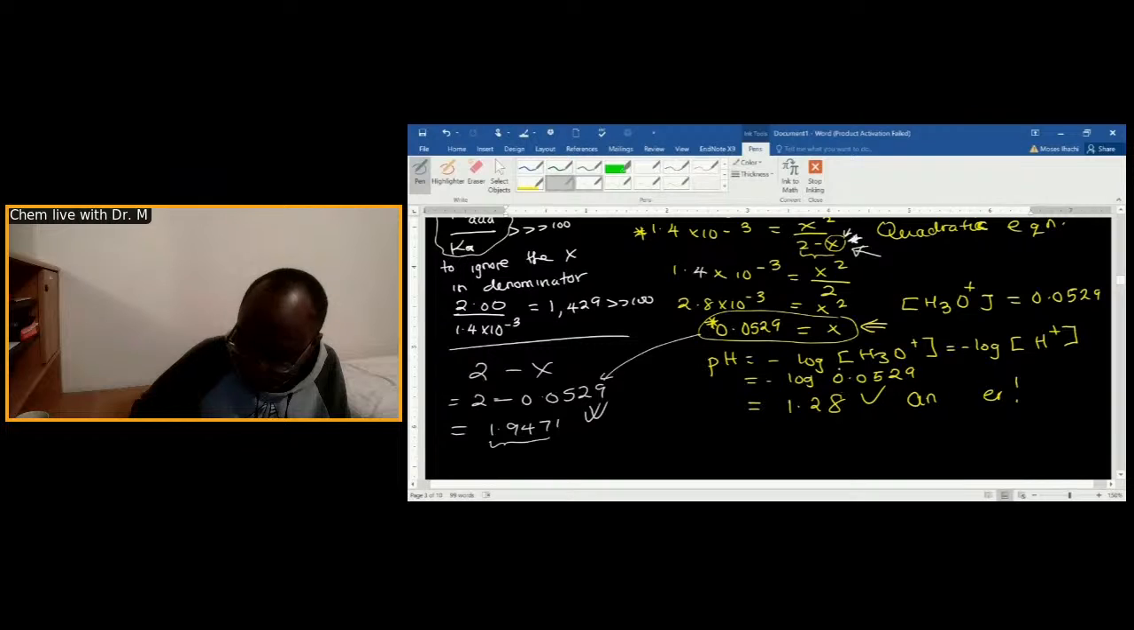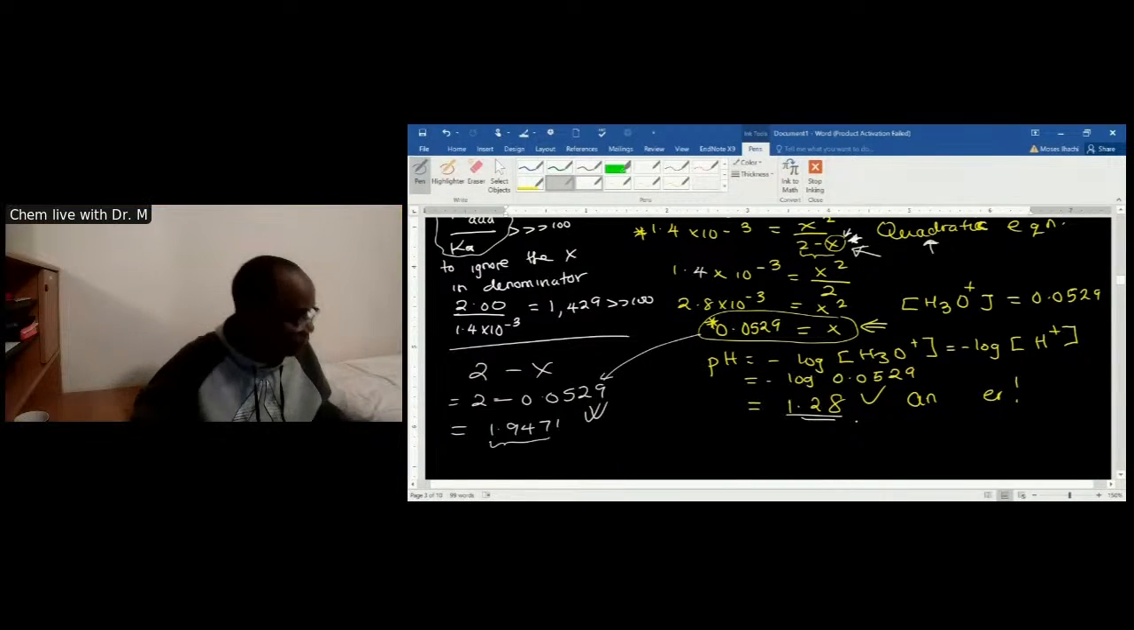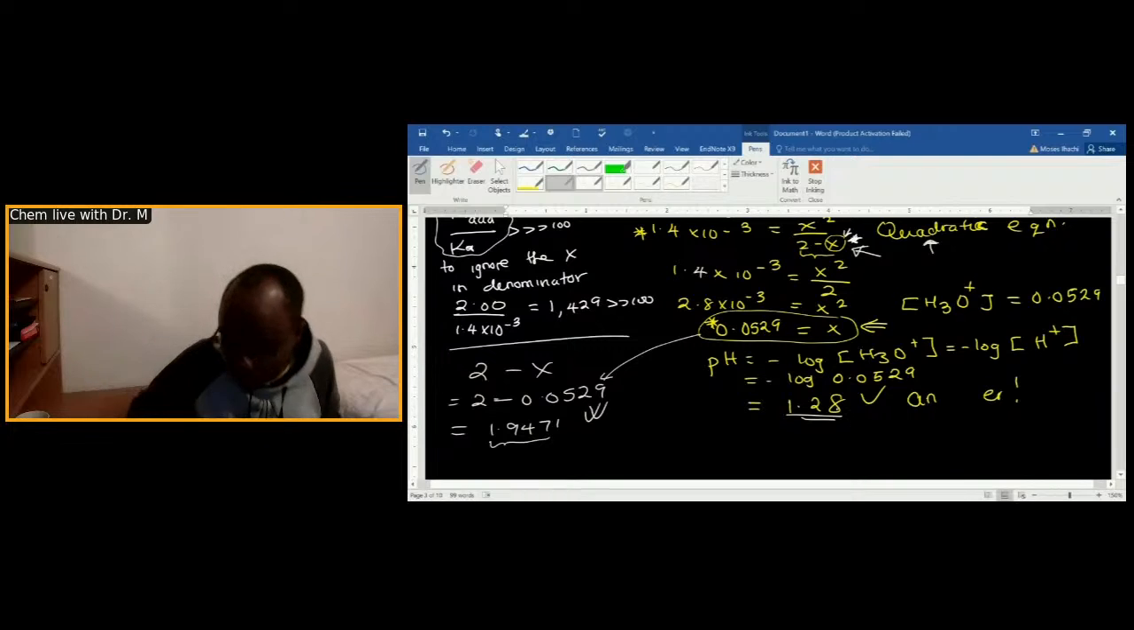So in fact, if you are to give this answer in 3 significant figures, if you are to do the quadratic formula process, the answer will still be 1.28. Okay? Or very close to that. So that's how you solve such problems when you're given a weak acid.